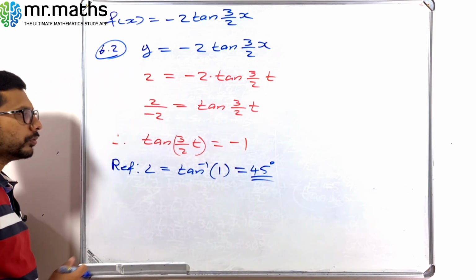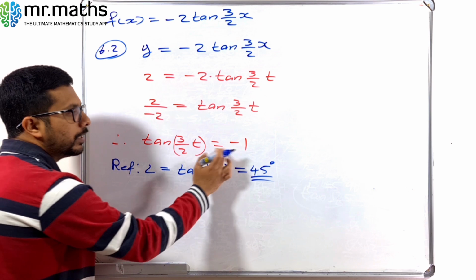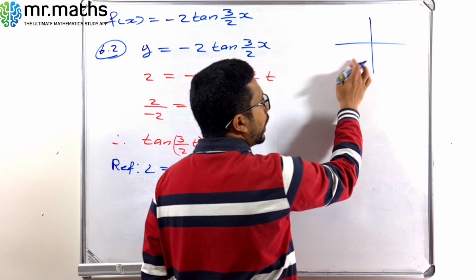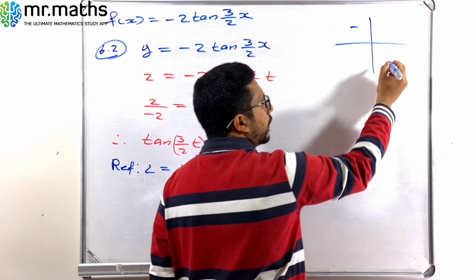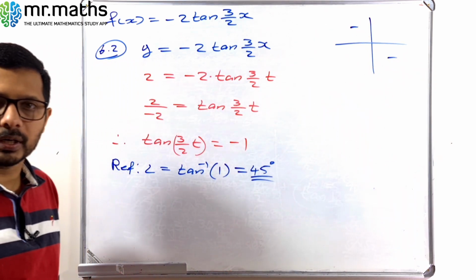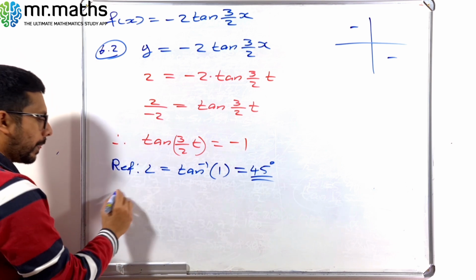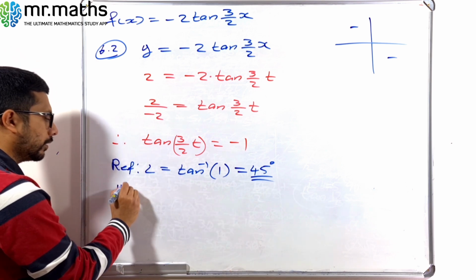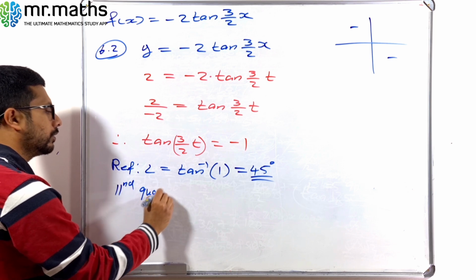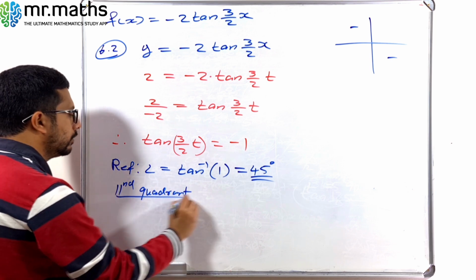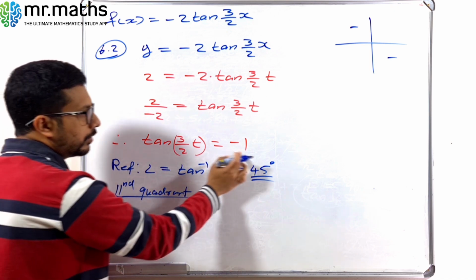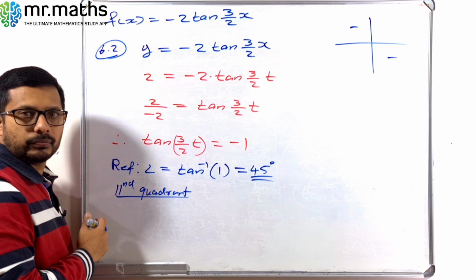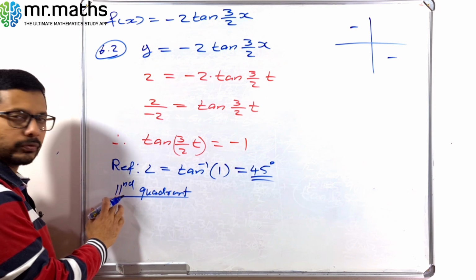Now you have to check, tan of an angle is negative. Tan is negative in which quadrants? Tan is positive in the first and third, so tan is negative in the second and fourth quadrant. Am I right? So there you have to write it separately. On the second quadrant, tan of an angle is equal to minus 1. So tan is negative in the second and fourth quadrant. Now we have to think of both of those separately.